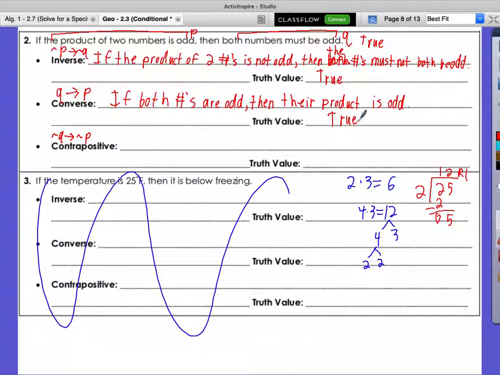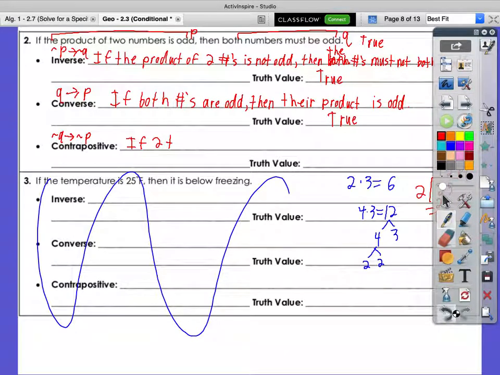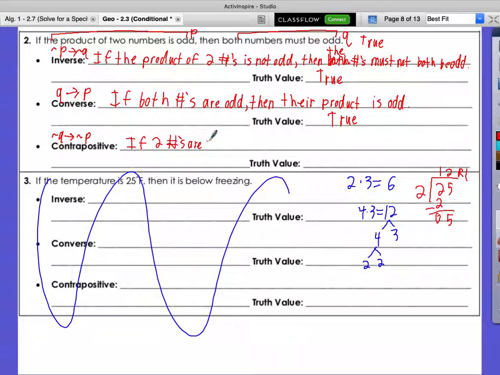Contrapositive. We're gonna take our converse order with our inverse wording. So if numbers are not odd. If both numbers are not odd, or let's say if one or both numbers are not odd. Or once again, if two numbers are not both odd, why can't we just say even? We can't say even, because there is technically the number 0, which is not odd or even. So we're going to make it one even, because it's divisible by 2.